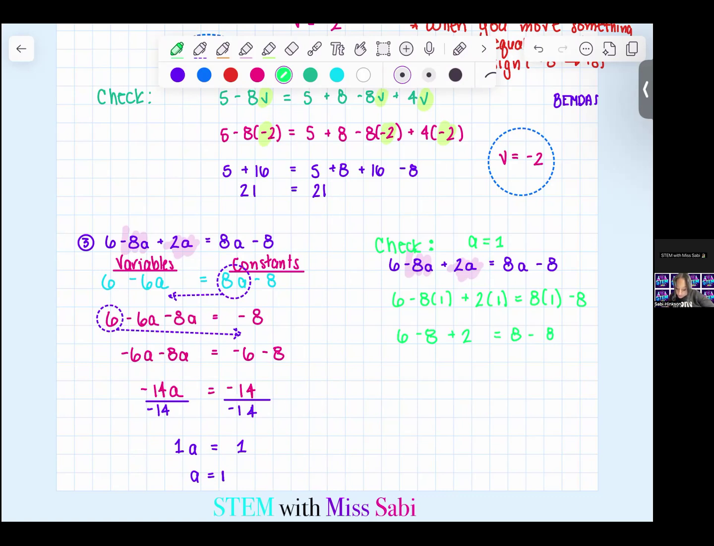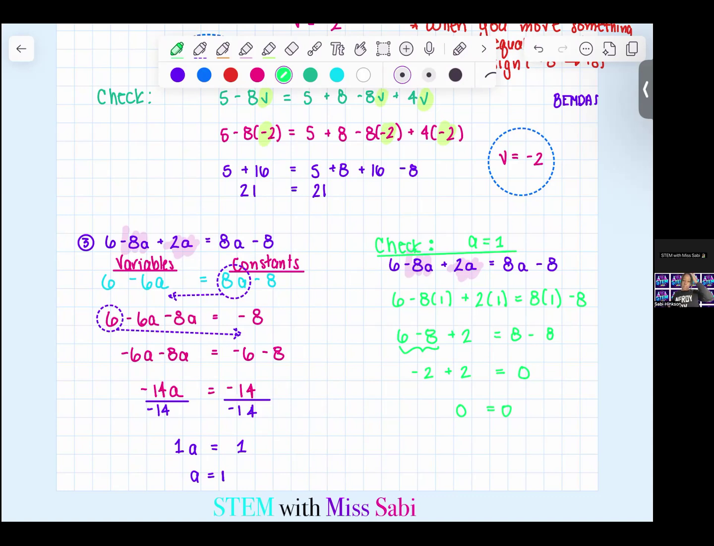Order of operations, so I have 6, negative 8 times 1 is negative 8, plus 2, 8 minus 8. So over here, I have 6 minus 8, right? So 6 minus 8 is negative 2. I'm always doing it bit by bit, plus 2. And then 8 minus 8 is 0. Then we have negative 2 plus 2 is 0. So we have 0 equals 0. So that means what I found for my a was right because my left equals my right.